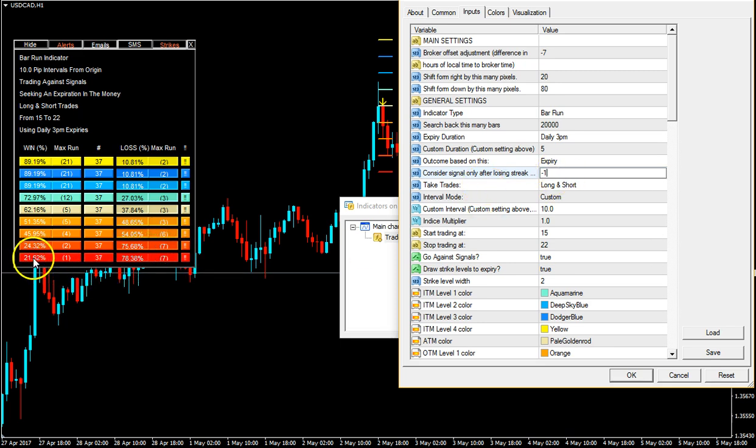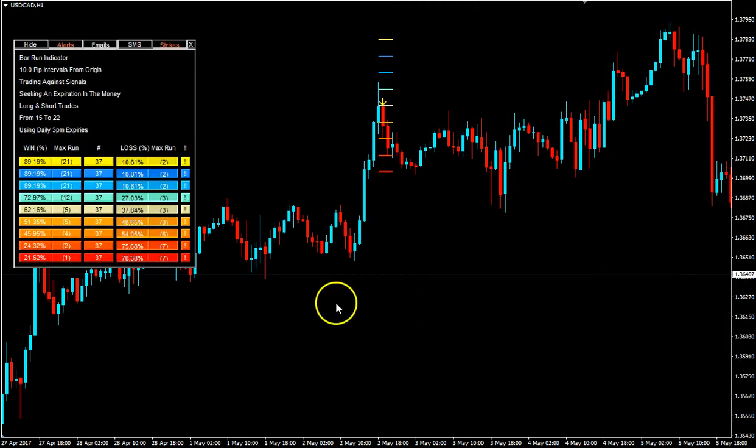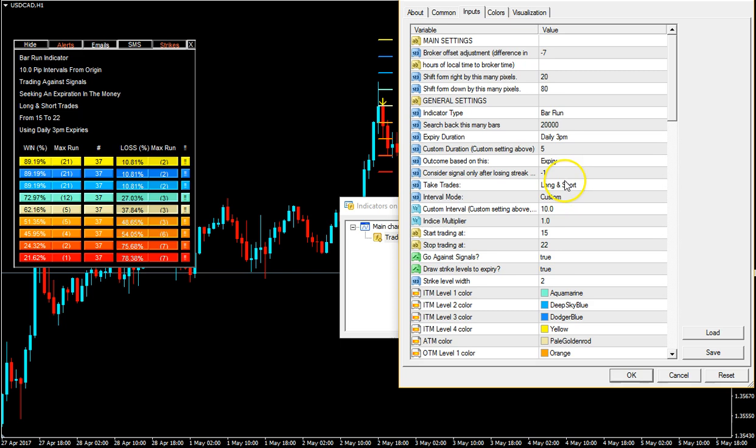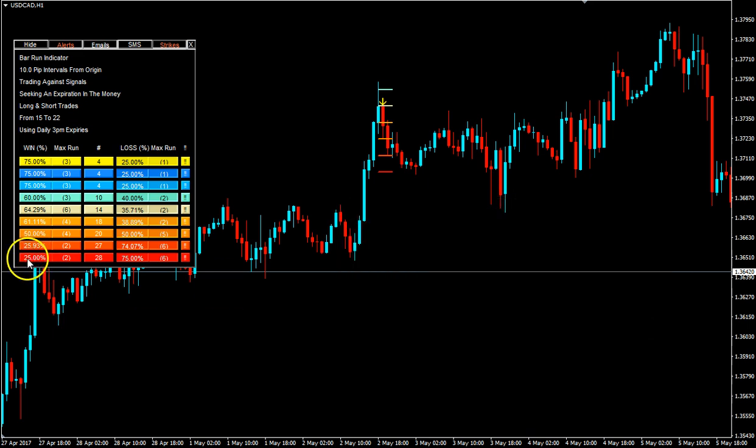Right now we've got a 21% probability. Not very good, but just go with me for a second here. Probability didn't change very much. Hang on a second. That's why it didn't change very much, because I didn't change it. There we go. Now we've got a 25% probability, and it's only got 6 losses in a row.